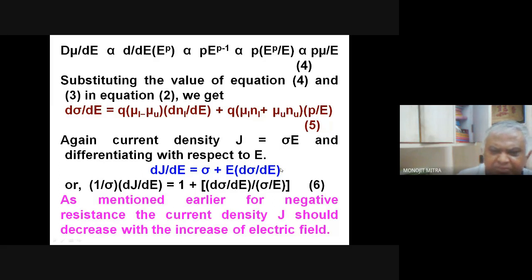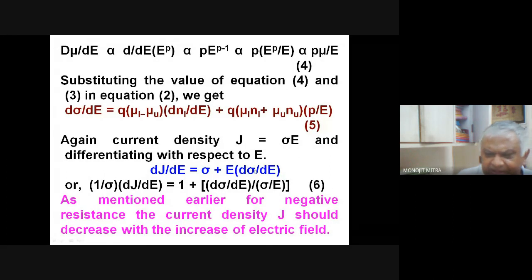Now just simple mathematical manipulation. We have divided both sides of the equation by sigma. So it comes on the left side as (1/σ) dJ/dE, as I have written over here, equal to 1, because we are dividing by sigma, plus E/σ times dσ/dE. But in place of E/σ, I have written dσ/dE times E/σ. I hope you have no objection.